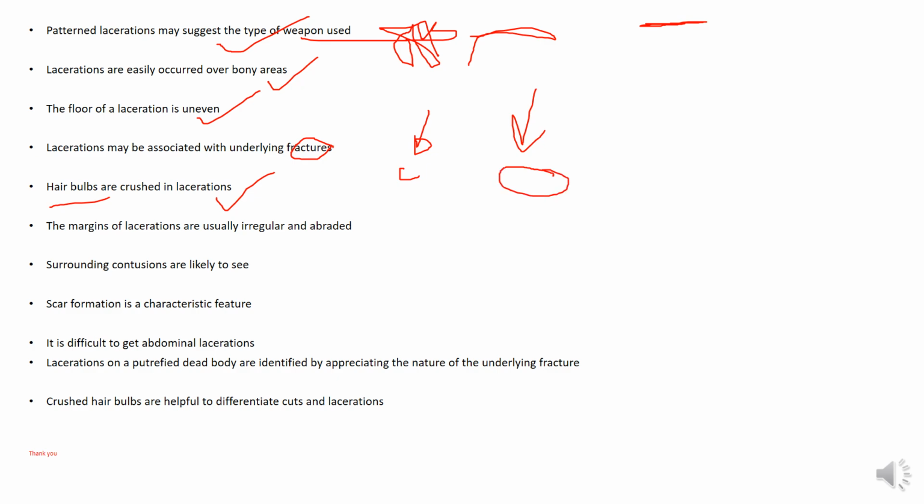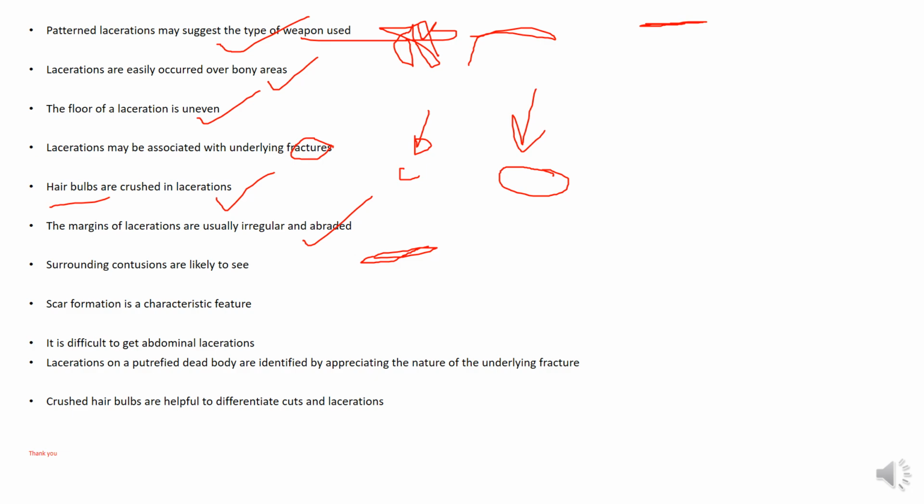The margins of lacerations are usually irregular and abraded, correct. Surrounding contusions are likely to be seen, yes, definitely. Whereas if it's a cut injury, this is how we differentiate cuts and lacerations. We look at each and every feature, whether the hair bulbs are crushed or hairs are cut, how about the margins, how about the base, how about the underlying bones. So this is how we opine about the causative weapon.